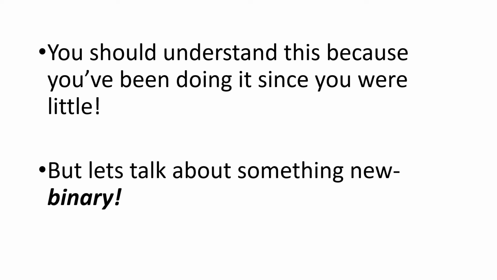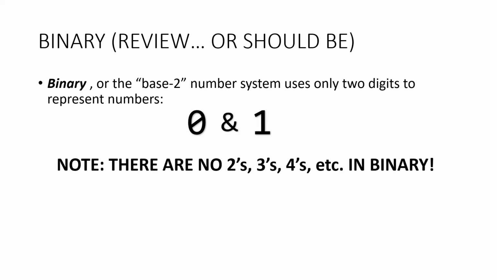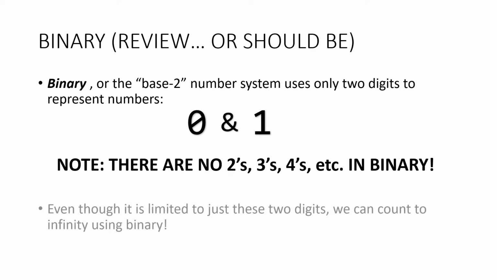But let's talk about something new. Let's talk about binary. Binary review, or should be. Binary or base 2 number system uses only 2 digits to represent numbers, and those are 0 and 1. Note that you cannot use 2s, 3s, 4s, 5s, 6s, 7s, 8s, 9s in binary. The only 2 digits available for use are 0 and 1. And even though we're just limited to these 2 digits, we can count to infinity using binary.